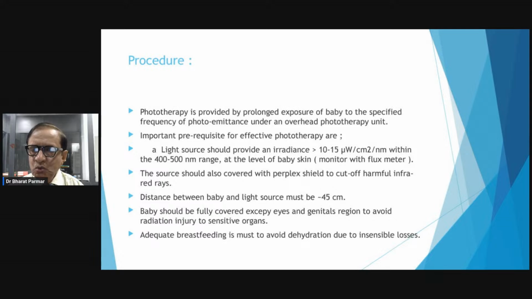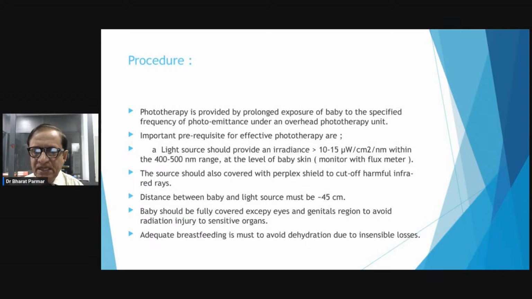So the distance between the source of this phototherapy and the skin of the baby is 45 centimeter or 14 inch. The source should also be covered with perspex as a shield to cut off harmful infrared. So cover the eyes to prevent retinal damage, and also cover the genitals to avoid sterility. The baby should be fully covered except the eyes and genital region to avoid radiation injury to sensitive organs. There is the retina and testis.